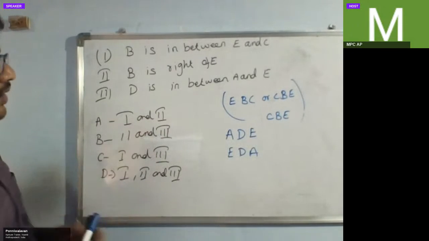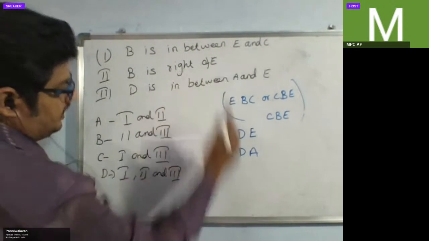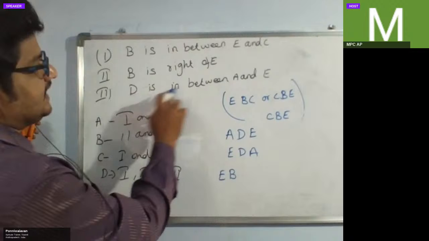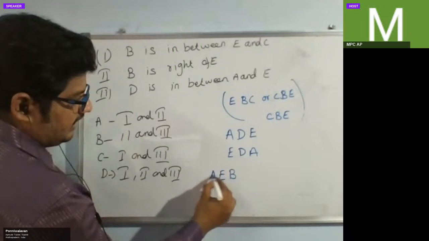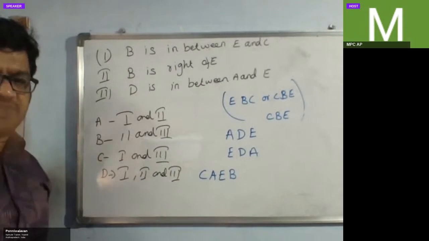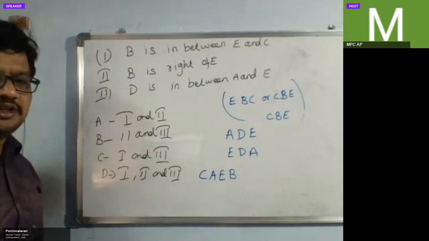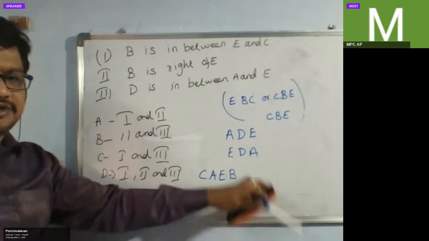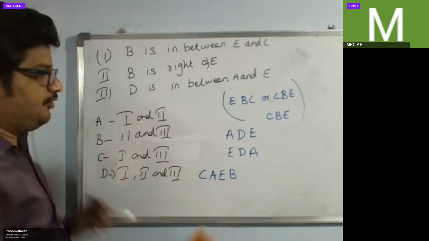Okay. From 2 and 3, let's take 2 and 3. B is right of E, so on the right side of E it is B. D is in between A and E. From 2 and 3 we can find like this. From 2 and 3 alone, are you able to find the place of all 5 members? No. Only 4 we can find.